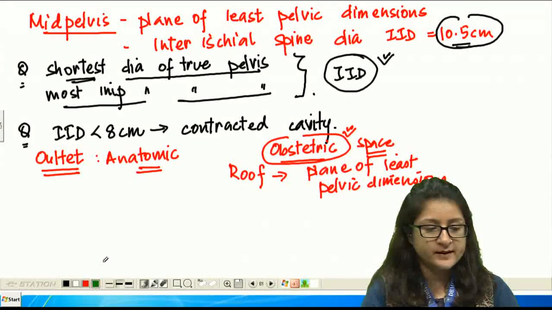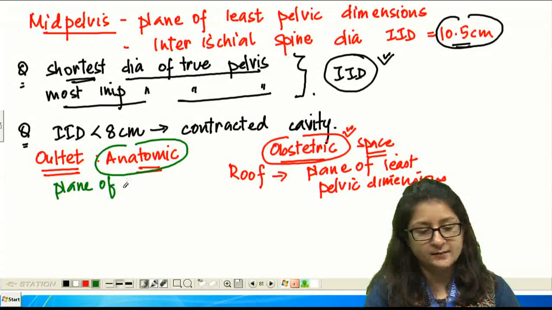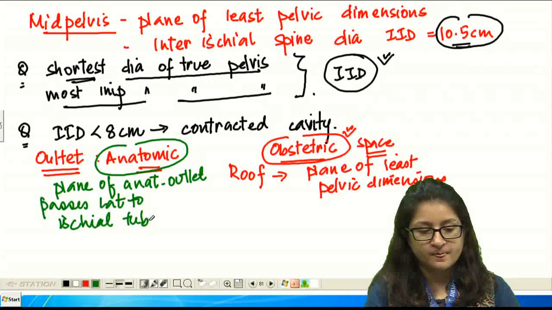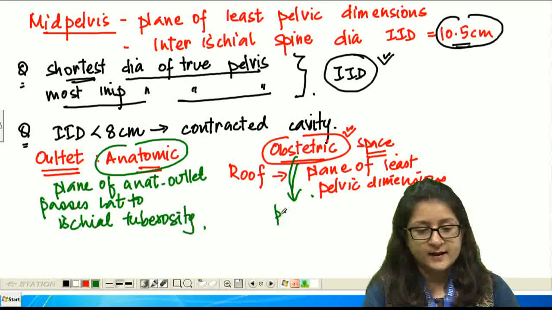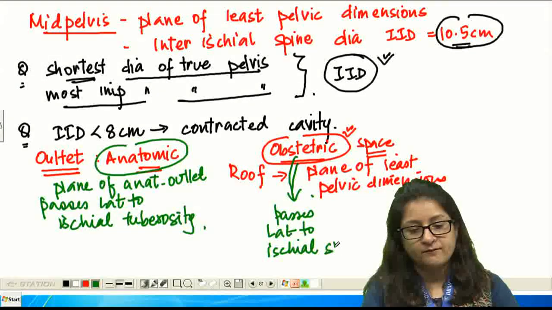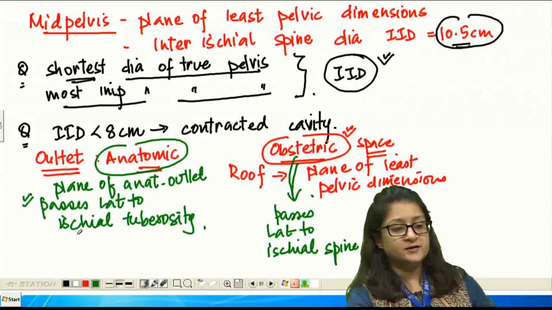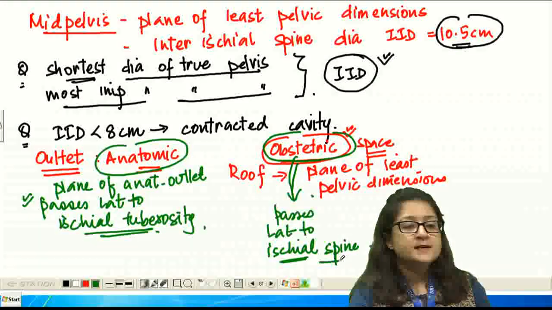The important point to remember is that the plane of the anatomical outlet passes lateral to the ischial tuberosity, and the plane of the obstetric outlet passes lateral to the ischial spine. These are the two important things to remember.